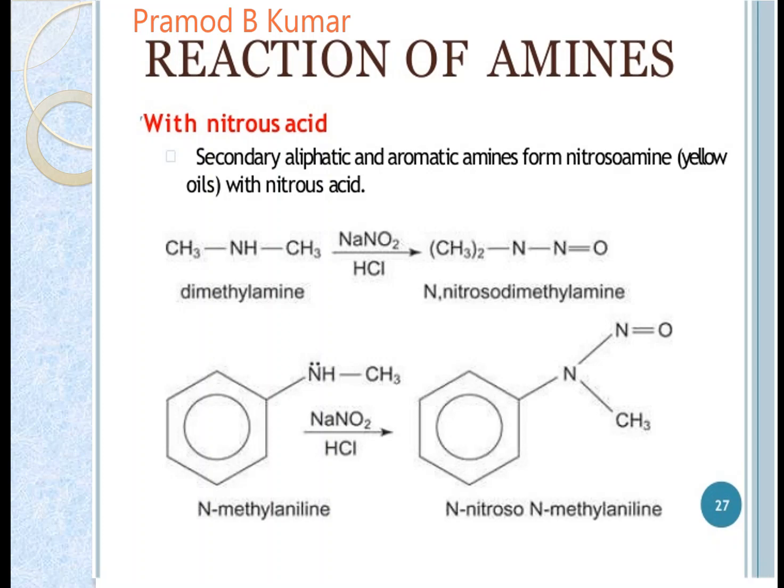Okay. Now let's see the next reaction. With the same nitrous acid, when you treat a secondary aromatic or aliphatic amine, you get a nitrosoamine. Very important reactions to be remembered, to differentiate between primary and secondary amines. So if it is a secondary amine treated with NaNO2, you get a nitrosomethyl aniline. This is how you can differentiate between your primary and secondary amine.